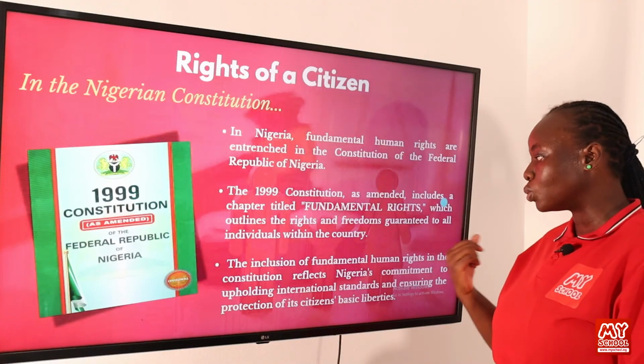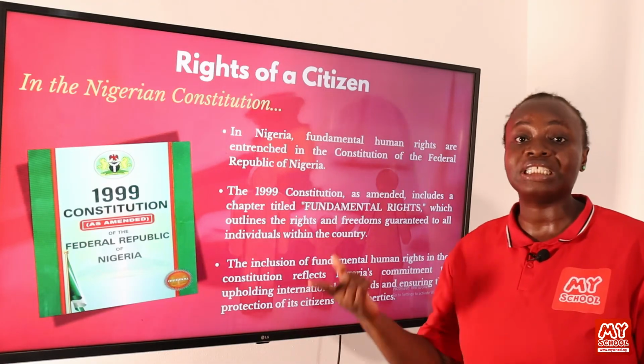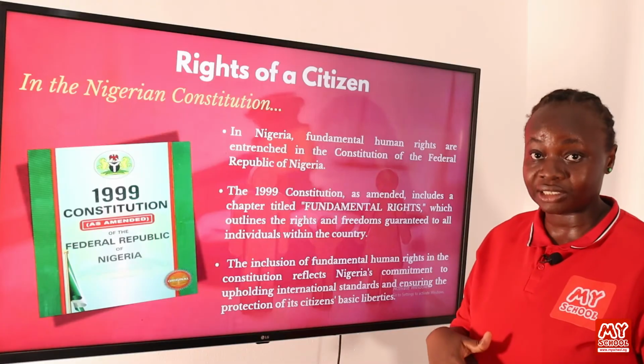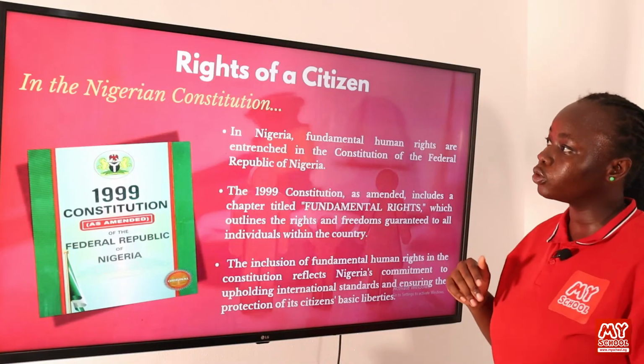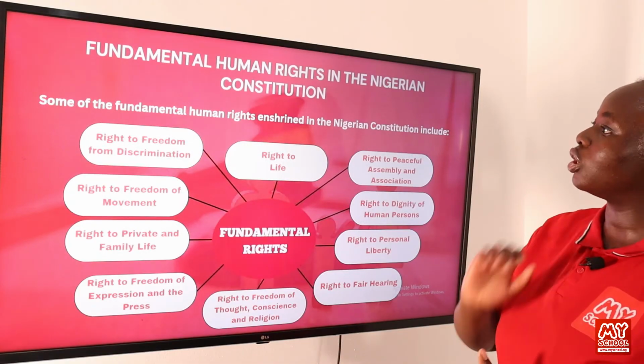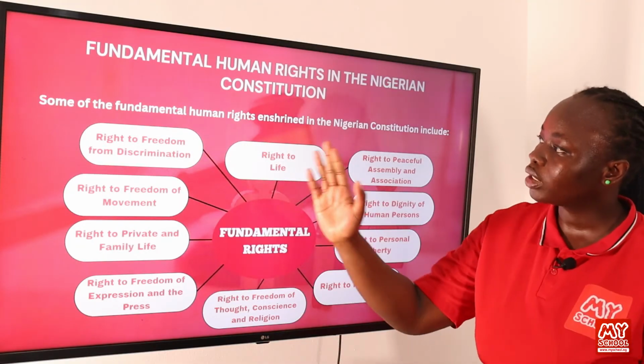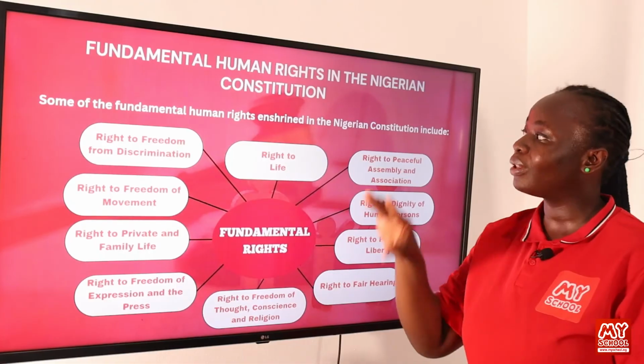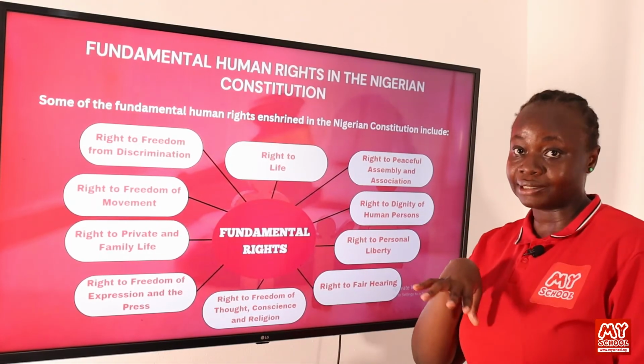So it's important to note that this right is guaranteed to all individuals within the country, whether you're a citizen or not. So now let's move on to the next slide so that we can see these fundamental rights entrenched in the Constitution. So these are the fundamental rights we have in the Constitution, and it applies to all human beings, whether you're a citizen or not.